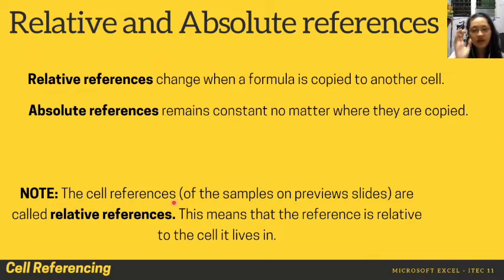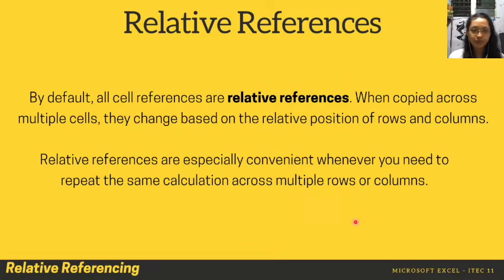So note, the cell references of the sample on the previous slide are called relative references. So this means that the reference is relative to the cell it lives in. So we have relative references. So by default, all the cell references are relative references rather. So when we copied across the multiple cells, they change based on the relative position of rows and columns. So relative references are especially convenient whenever you need to repeat the same calculation across multiple rows or columns.